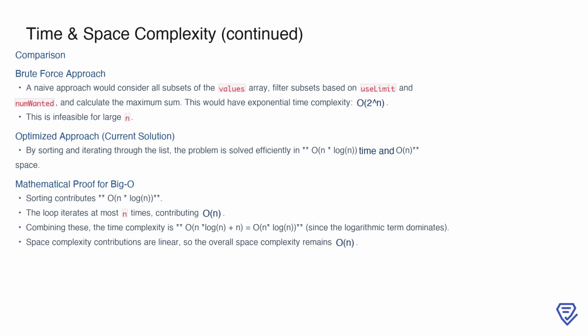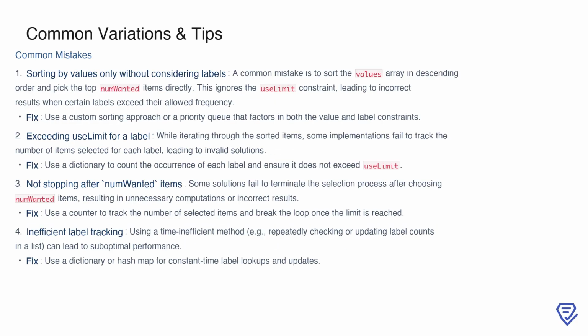Similarly, the linear space requirements from the tuple list, dictionary, and sorting confirm the overall space complexity as O(n). When solving this problem, there are several common mistakes to watch out for. First, sorting the values array in descending order and directly picking the top num_wanted items can lead to errors. This approach ignores the use limit constraint, which restricts how many items you can select per label.